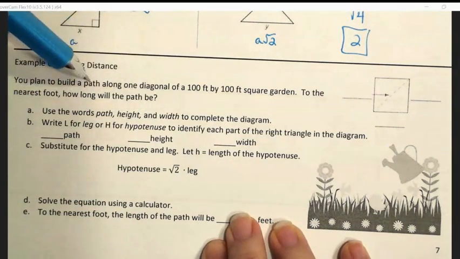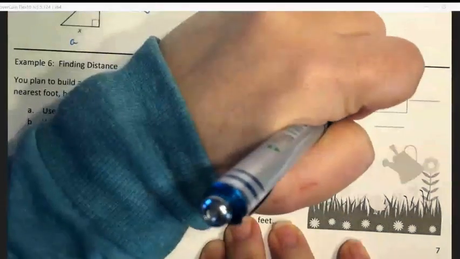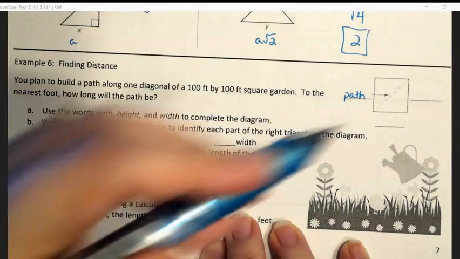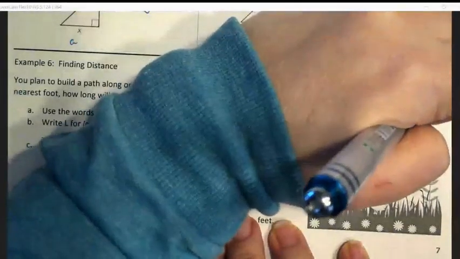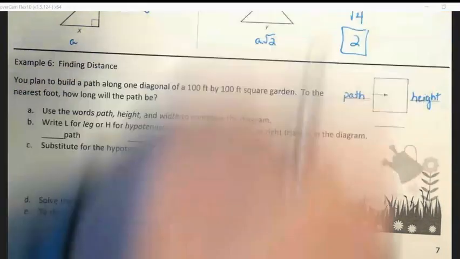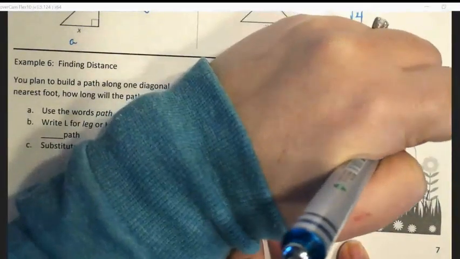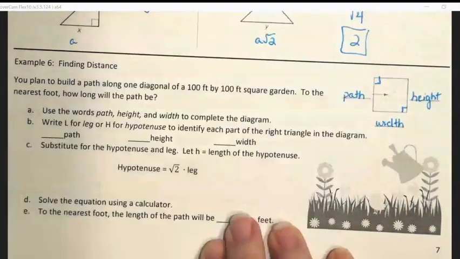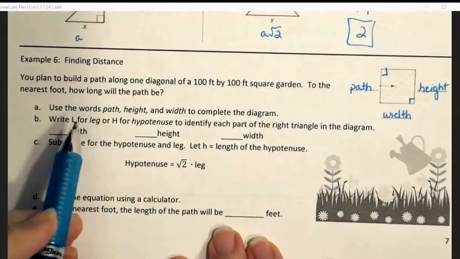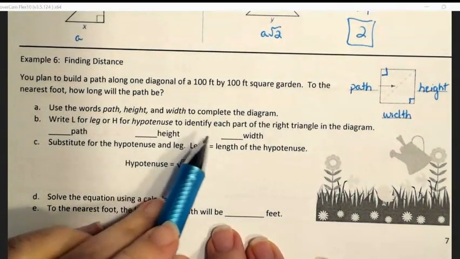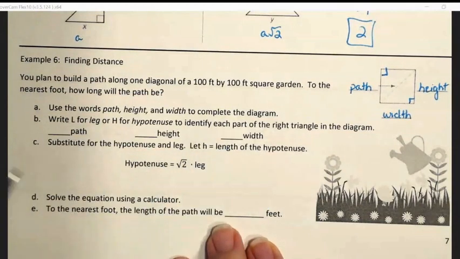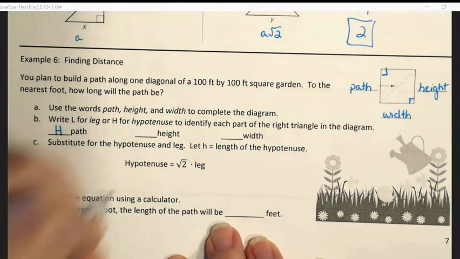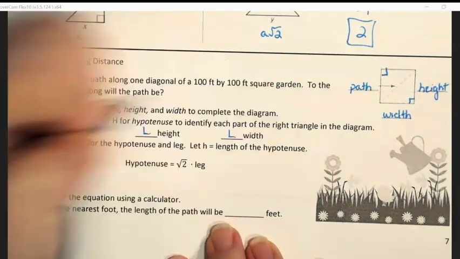So the path is the diagonal. So we're going to put this, pointing at the path. The height, it doesn't really matter which side you put it on. I think height is this side. And the width is this side. It said it's a square garden, so I know all these are right angles. Okay, write L for leg, H for hypotenuse, to identify each part of the right triangle in the diagram. So the path is the hypotenuse. The height is one of the legs, and the width is one of the legs.